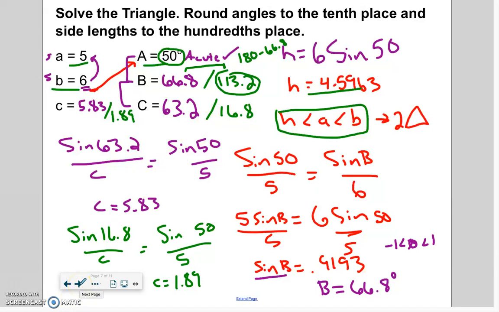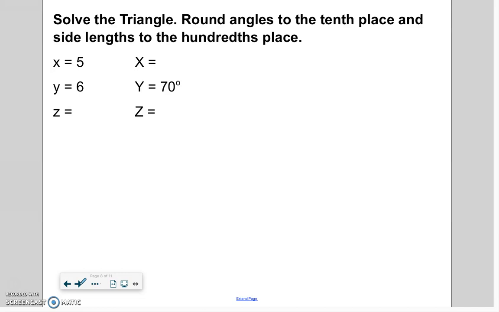So let's go ahead and do another one. I'd like you guys to try this one first, and then let's do it. All right, so a couple things, is acute angle. All right, so let's just draw our triangle here quick. We'll go 70 degrees. Across from that is 6. Across from that is 5.